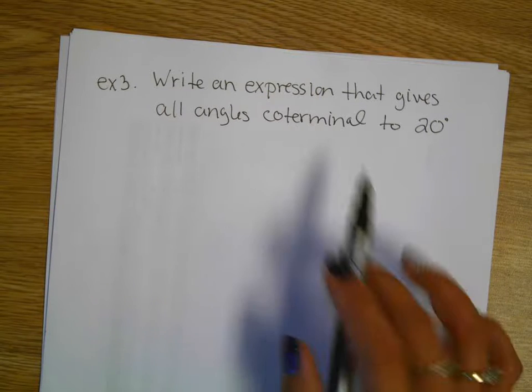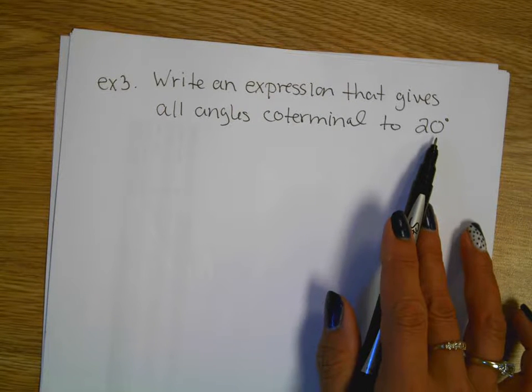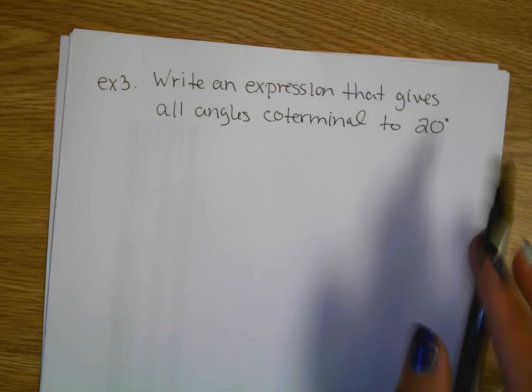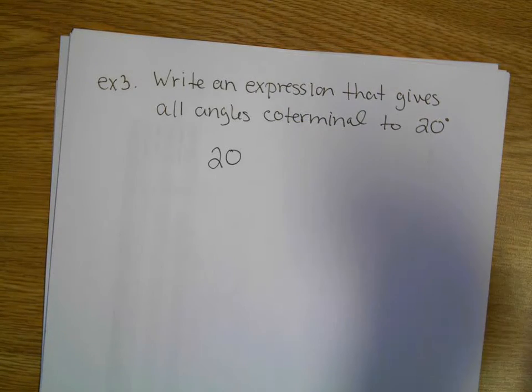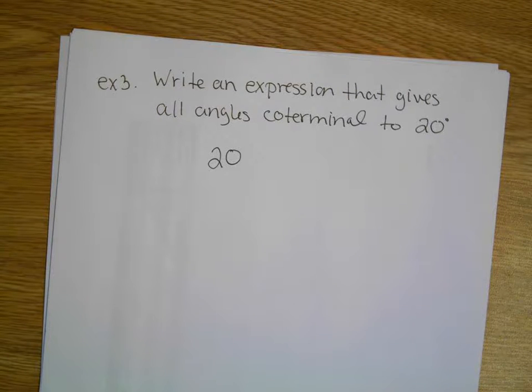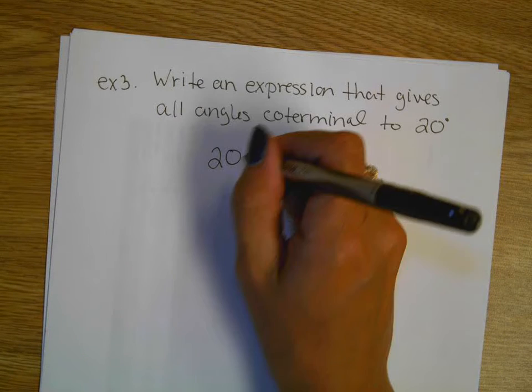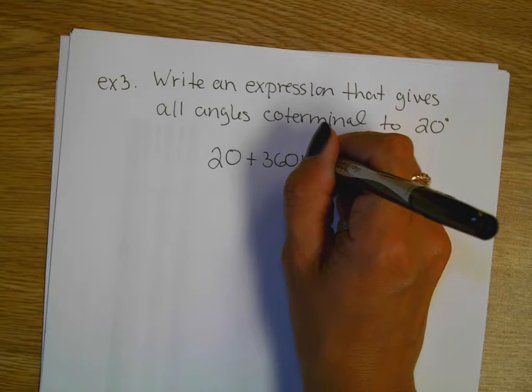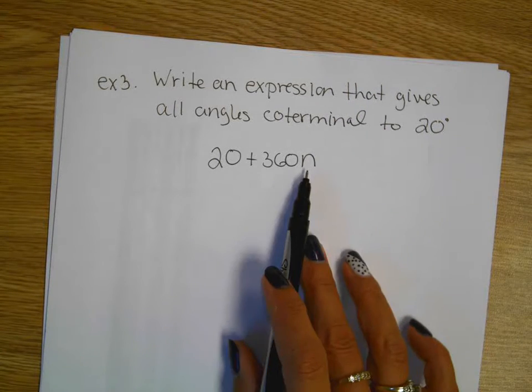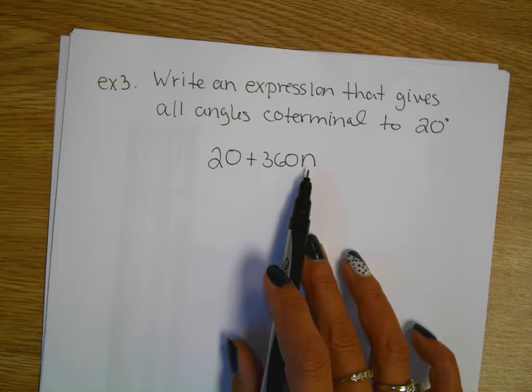Remember, all we're doing to create coterminals is adding sets of 360 or subtracting sets of 360. So the way you write that expression, the way I did it yesterday, you start at the angle where you're at, and you either add or subtract sets of 360. And we show that by putting little n here. And then we have to tell what n can equal.